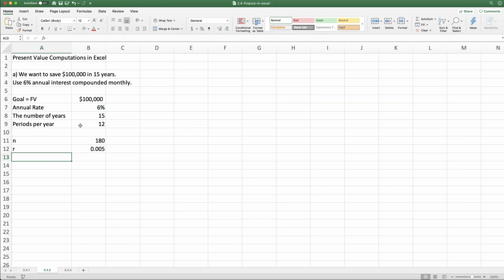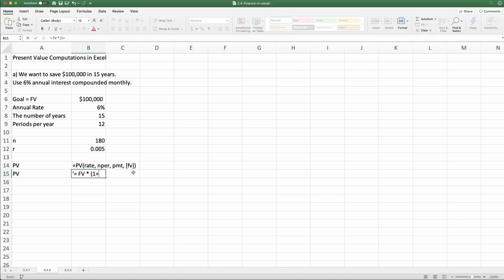Similar to Excel's future value built-in function, Excel has a built-in present value function. The present value function looks a lot like Excel's future value function. It still has a rate, it still has a number of periods, it still has a payment if appropriate, and it takes an optional argument, future value. We'll compare this to the formula for present value: future value times 1 plus r to the negative n. Let's compute it both ways and show that they're the same.